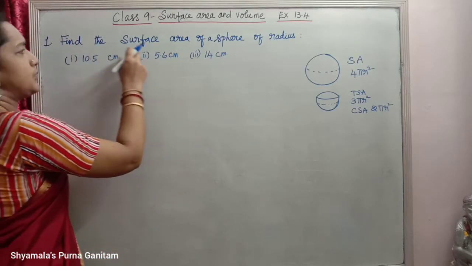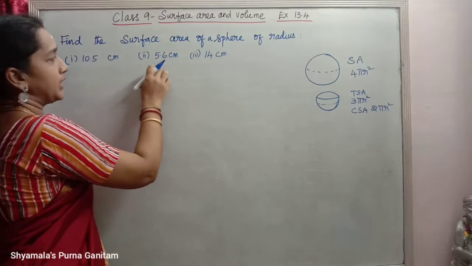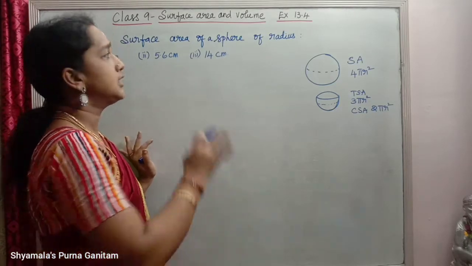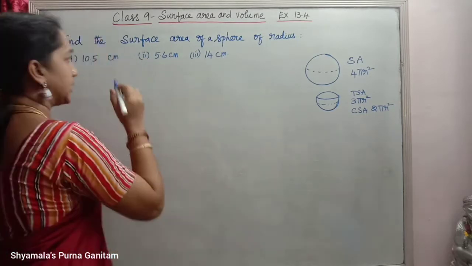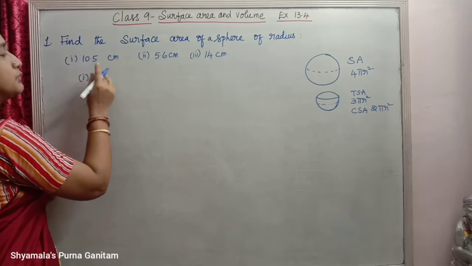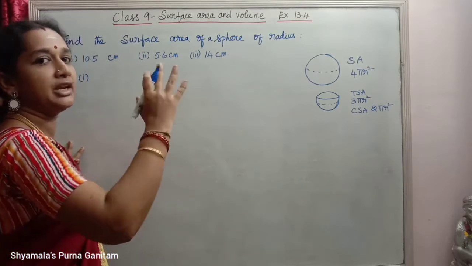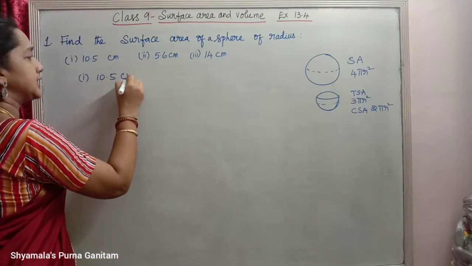First question. Find the surface area of a sphere of radius 10.5, 5.6 and 14 centimeters. So these 3 sums are given. So we know that the surface area of the sphere formula is 4 pi r square. So we will apply that formula and find the surface area of a sphere with 3 different radius given. So first one is 10.5 centimeter.